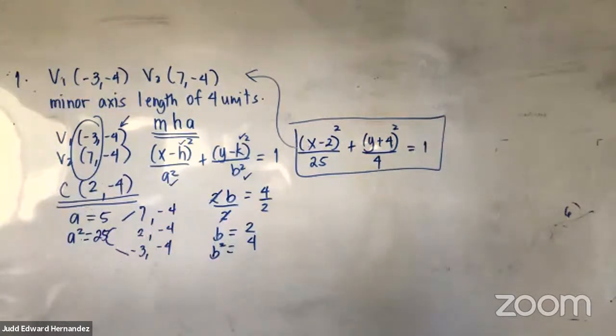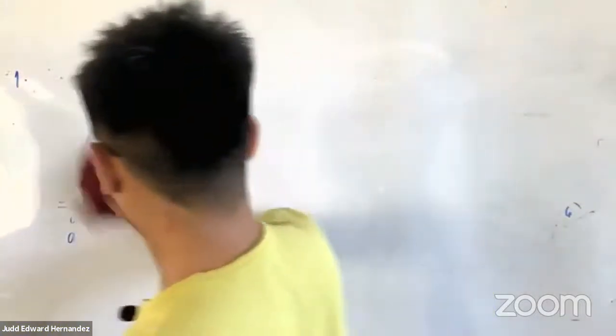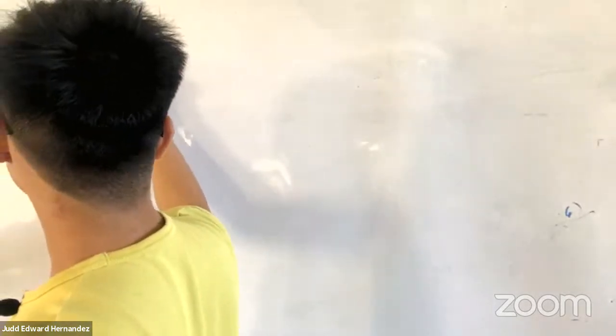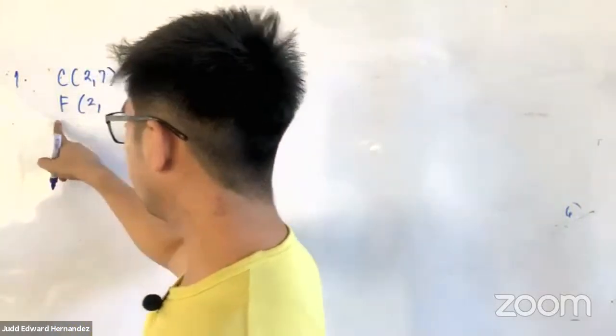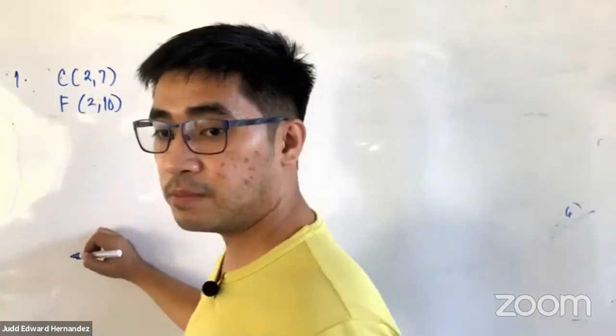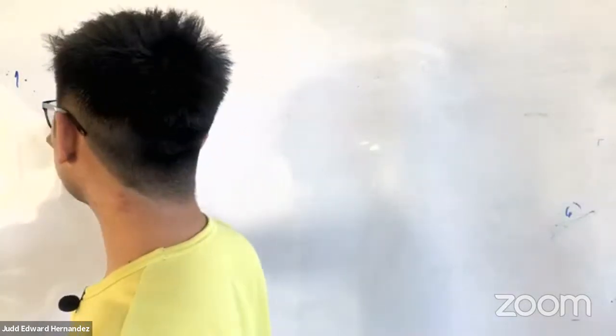So, I'll just write the given. We are given the center. Its location is 2, 7. One endpoint of the foci, we call that the focus. The focus is located at 2, 10. Endpoint of the minor axis. So sabi, endpoint of the minor axis.